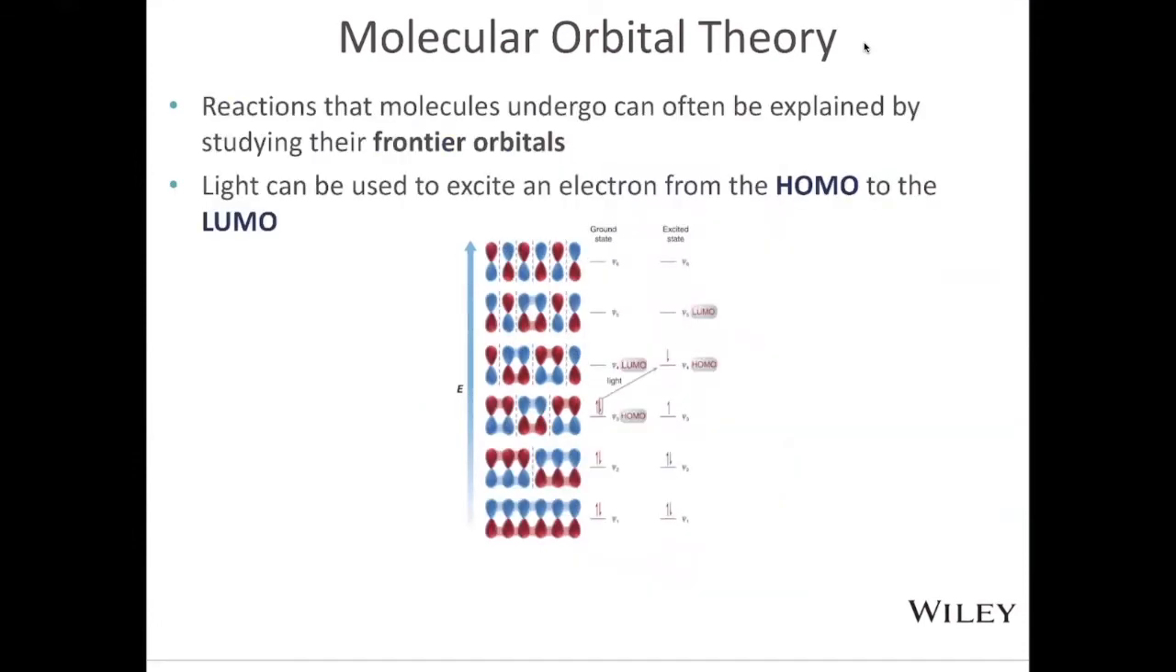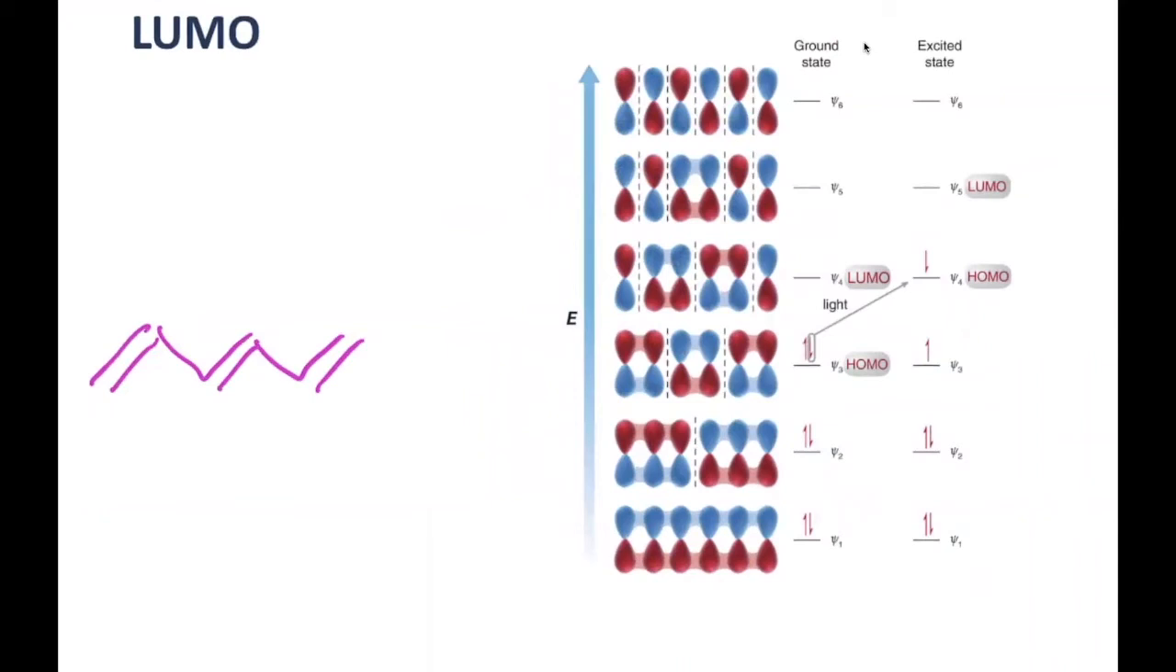Reactions that molecules undergo can often be explained by studying their frontier orbitals. And light can be used to actually excite an electron from the HOMO, the highest occupied molecular orbital, to the LUMO, the lowest unoccupied molecular orbital. We have hexatriene. Here is the highest occupied molecular orbital because we have 2 electrons here. And this right here is considered our LUMO because it's the lowest unoccupied molecular orbital.